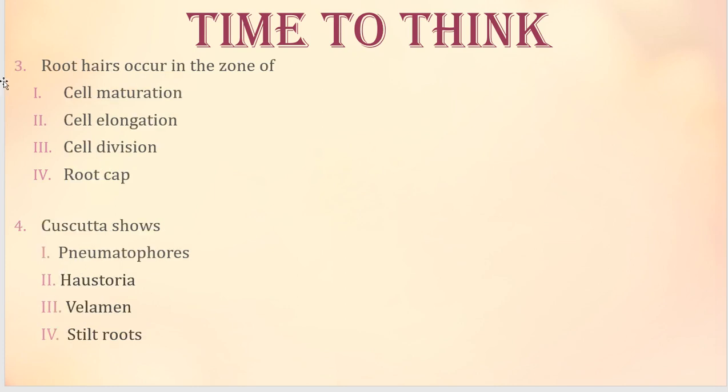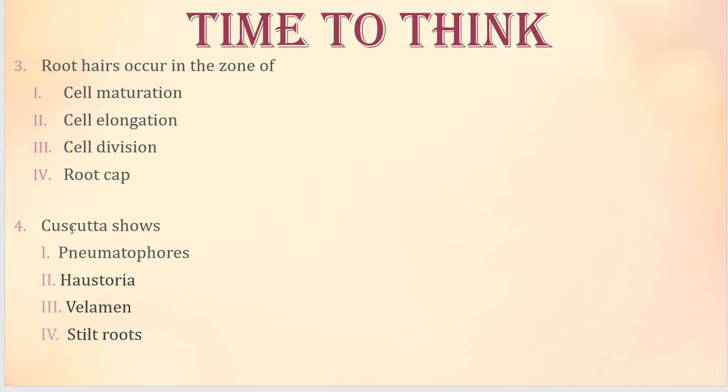Next question. Root hairs occur in the zone of. Root hairs. There are 4 zones, right? Root cap zone, meristematic zone, that is the cell division zone, and then cell elongation, and then cell maturation. Root hairs are present in which zone?